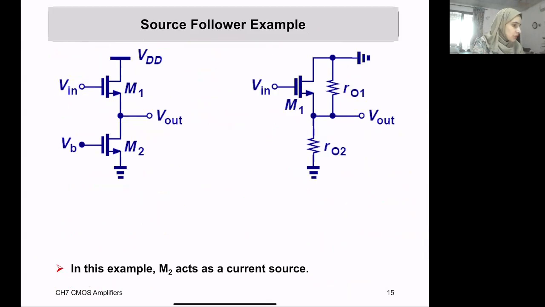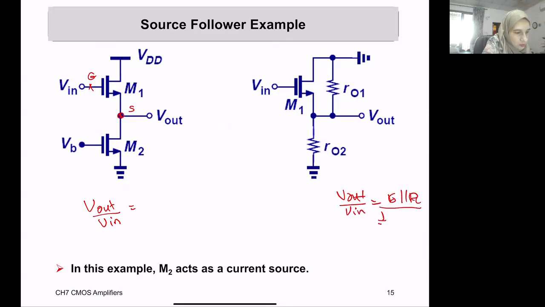Now let's take this example. This is a source follower. We want Vin applied here at the gate of the amplifier, and we are taking the output from the source. We need to remember that Vout over Vin for any source follower is R out in parallel with RL divided by 1 over Gm plus R out in parallel with RL.